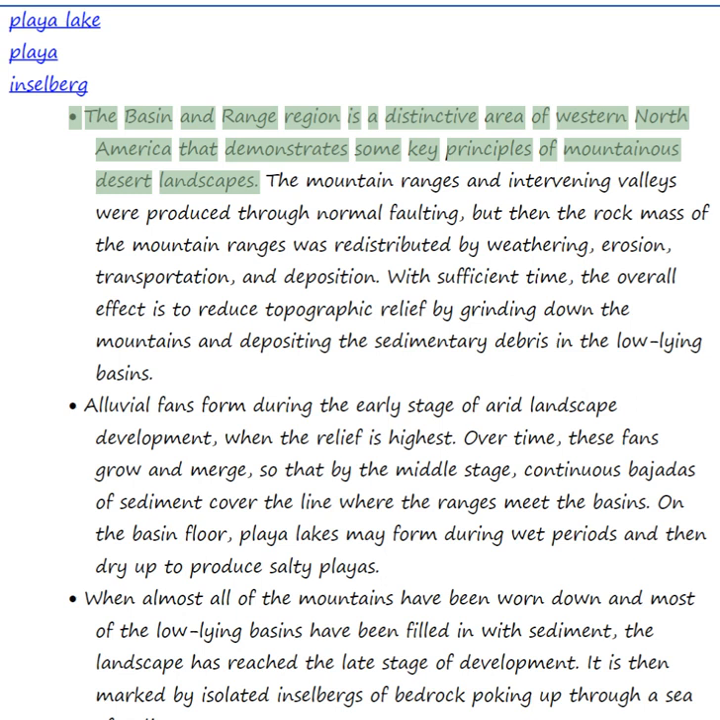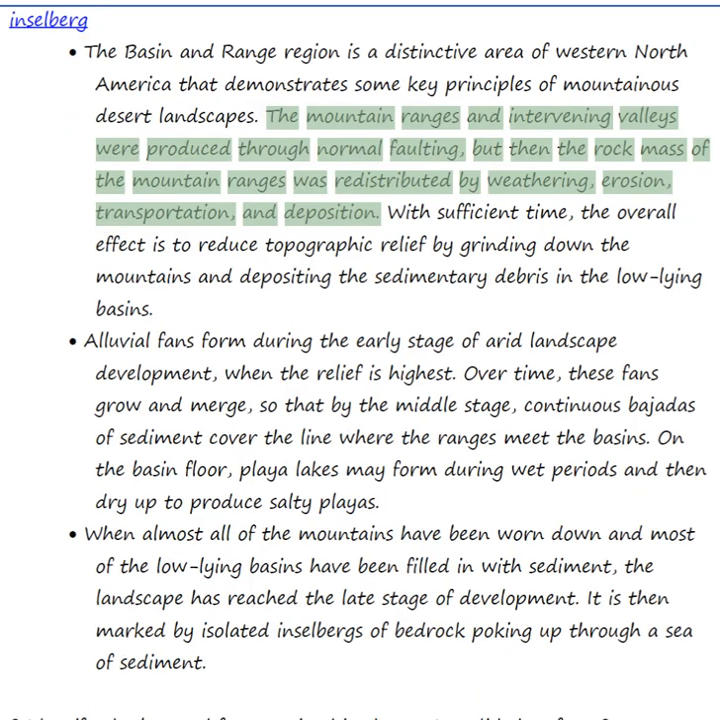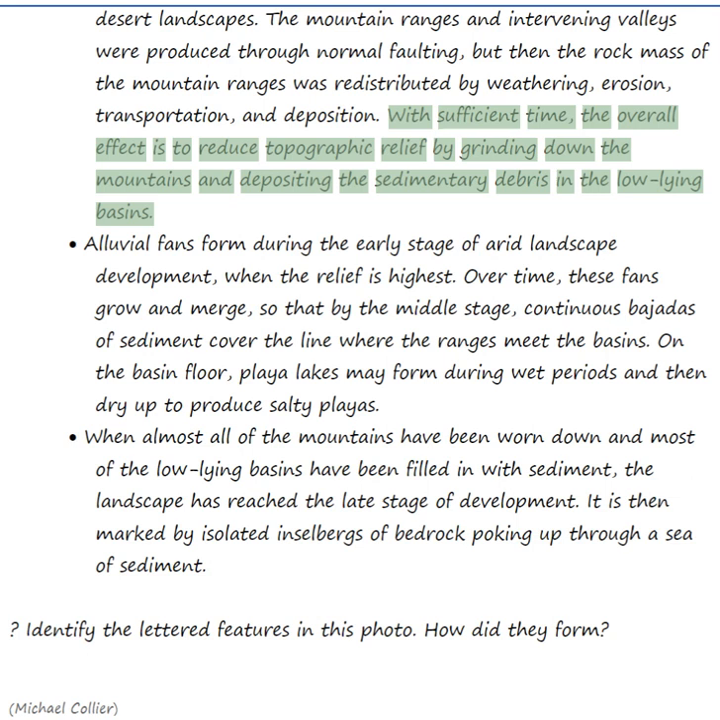desert landscapes. The mountain ranges and intervening valleys were produced through normal faulting, but then the rock mass of the mountain ranges was redistributed by weathering, erosion, transportation, and deposition. With sufficient time, the overall effect is to reduce topographic relief by grinding down the mountains and depositing the sedimentary debris in the low-lying basins.